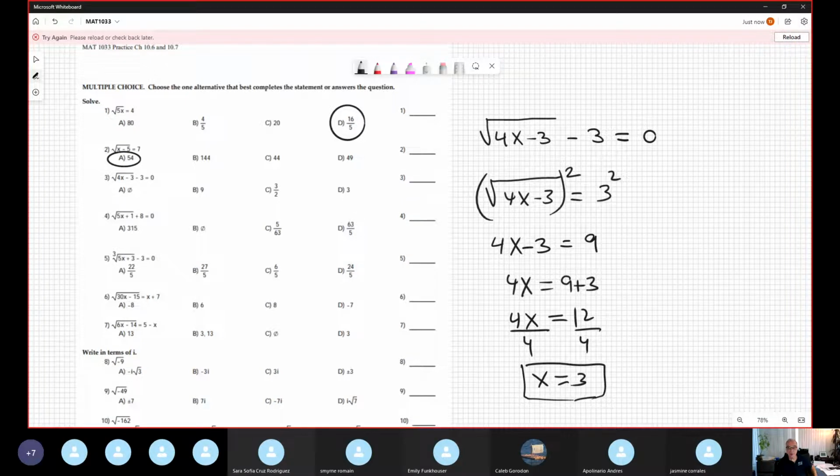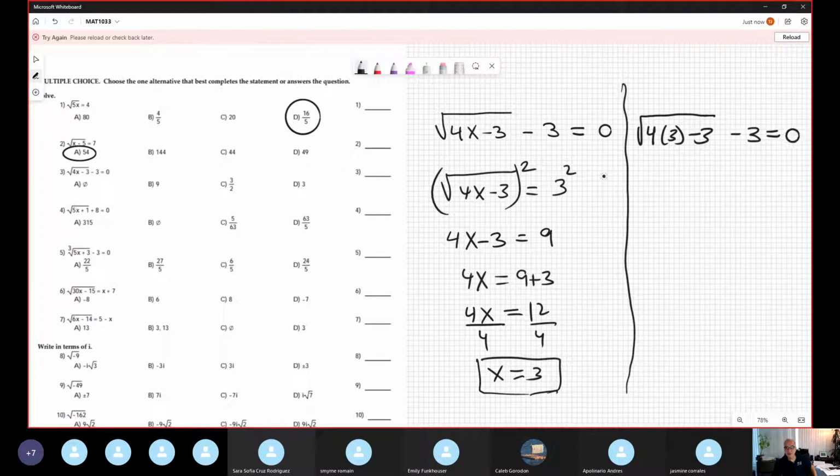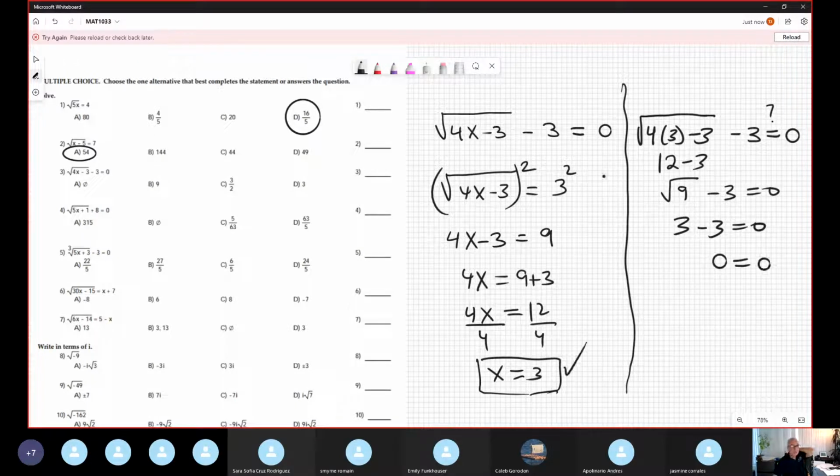Okay, that's all we have. I need to check it. Checking, I go to the original. Okay, I never touch it, waiting for this moment. I need to prove somehow. Okay, 4 times 3 minus 3 inside the radical, minus 3 outside the radical, equals 0. 4 times 3 is 12. 12 minus 3 is 9. And the square root of 9 is 3. And 3 minus 3 is 0. Cool. 0 equals 0. 3 is good. That's the answer.